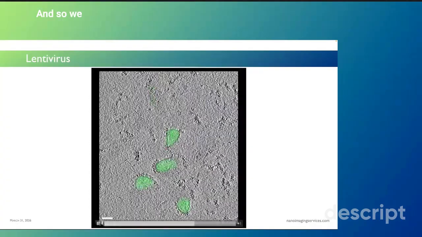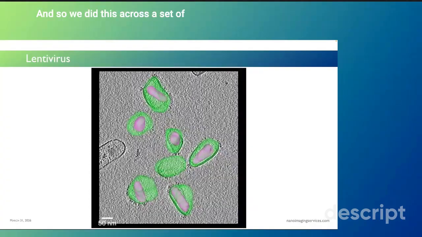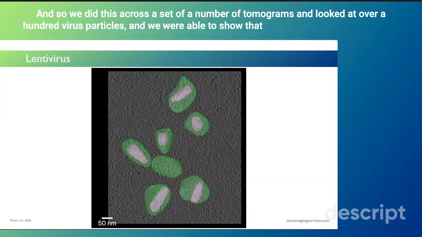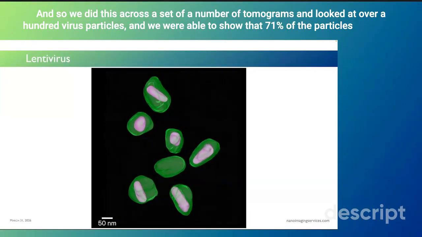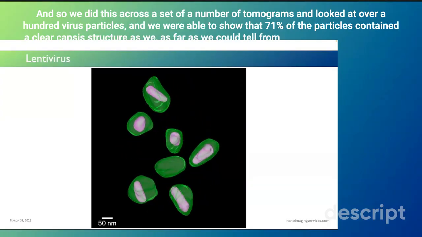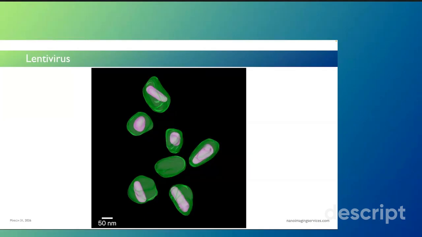We did this across a number of tomograms and looked at over 100 virus particles, and we were able to show that 71% of the particles contained a clear capsid structure, as far as we could tell from this tomographic process.